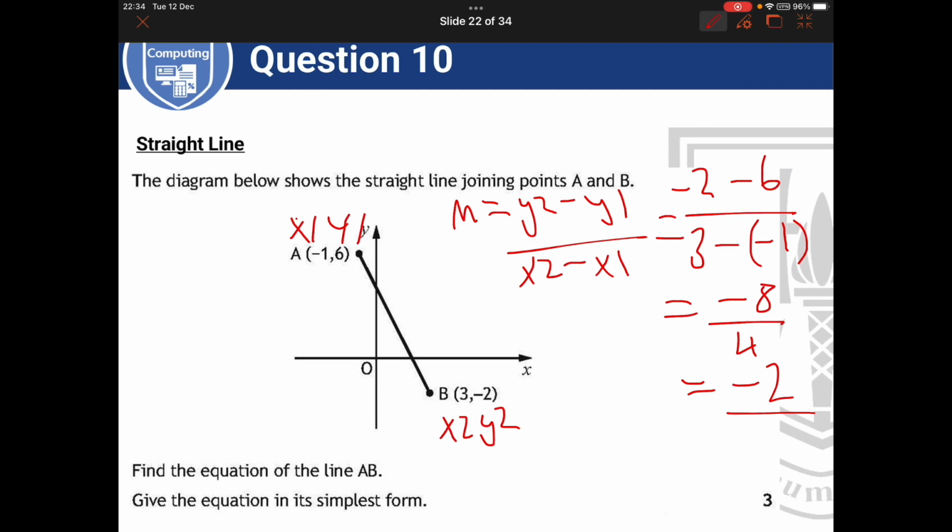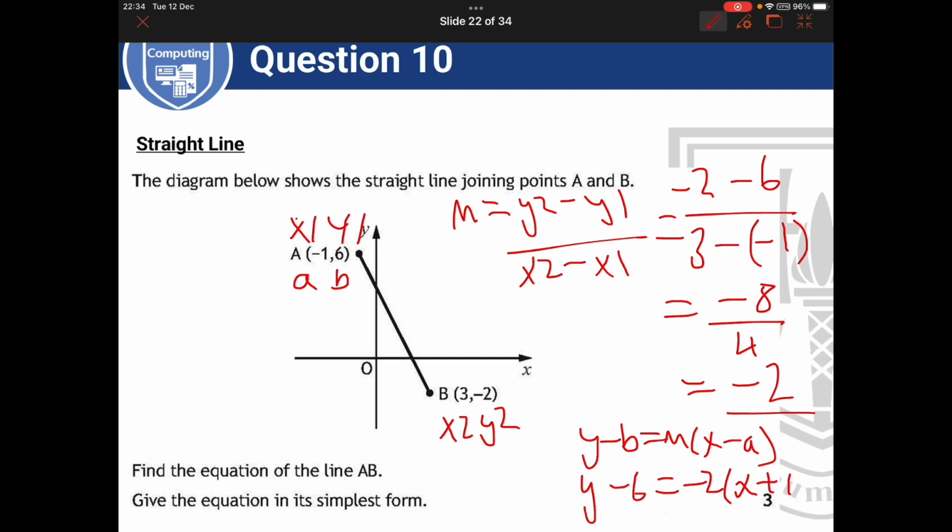Now that I've got the gradient, I want to go ahead and stick that in for the equation of a straight line, which is y minus b equals m brackets x minus a. So m is my gradient. I need an a and a b though, so I just need to choose one of the coordinates. Doesn't really matter which one. I'll choose this one. So a is minus 1 and b is 6. Substitute them in. Y minus b is y take away 6 equals m, which is my gradient, that's minus 2, bracket x minus a, x minus minus 1.